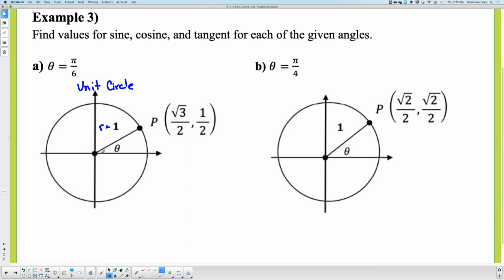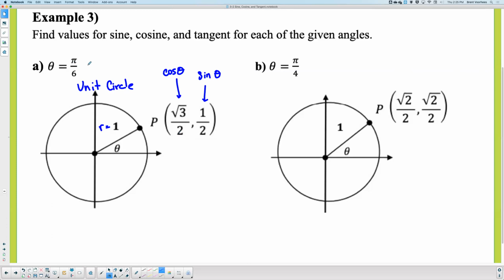Sine is y. This right here is the sine. Sine is y in a moment. Sine is y. Well, what is the x? Cosine. That's the cosine. This problem says find the values for sine, cosine. This is sine. This is cosine.